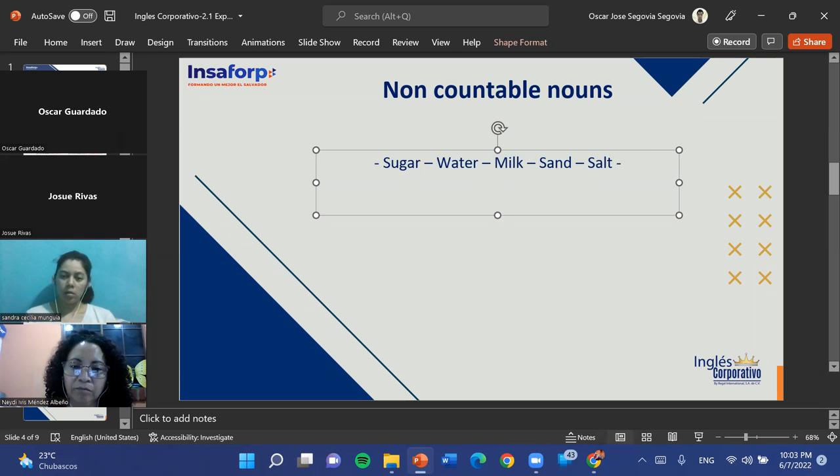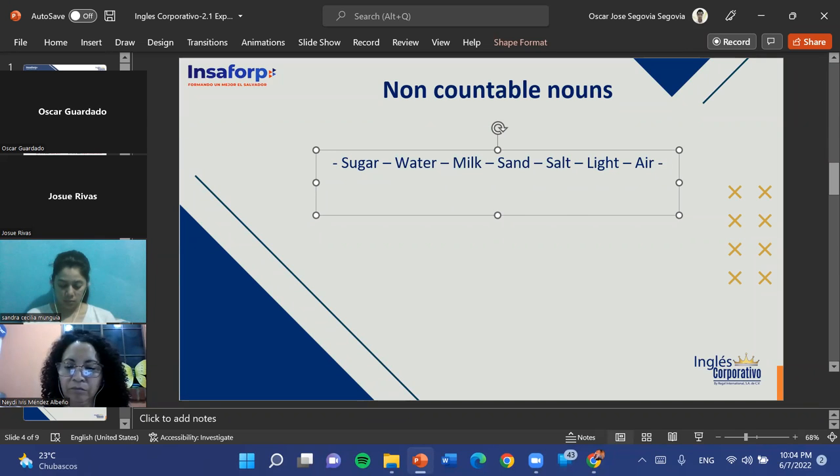Light, yeah, light is uncountable. Very good. What else will be uncountable? Air. Hair. Yeah. Okay, so when you talk about hair in general, like on your body, hair and all that. Well, the same with hair, it is uncountable because it is basically impossible to count. So all those things that are crazy, crazy hard to count are going to turn into uncountable.